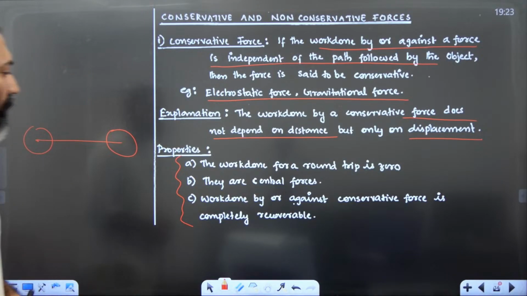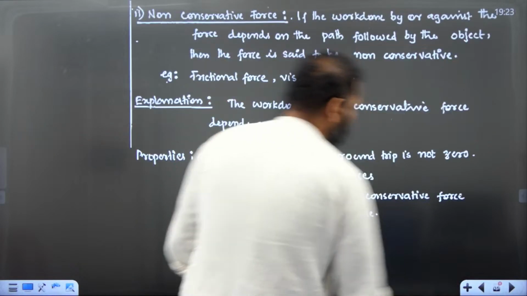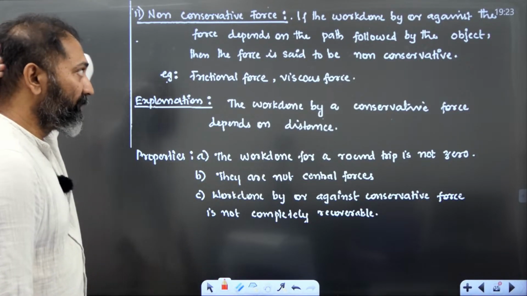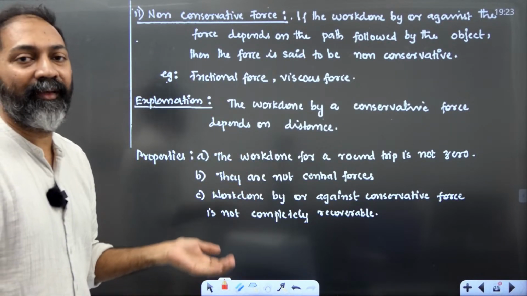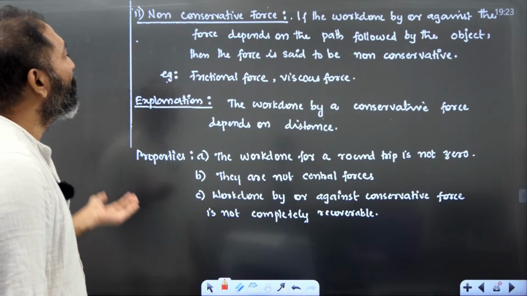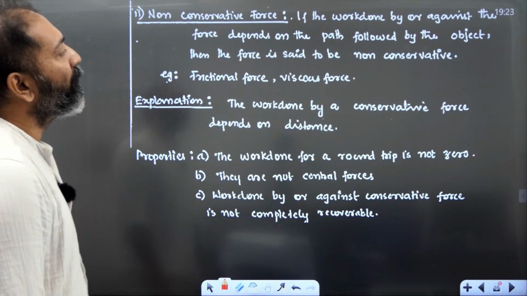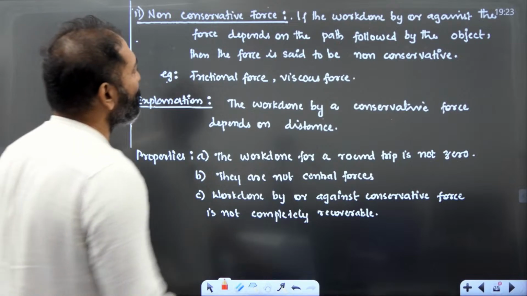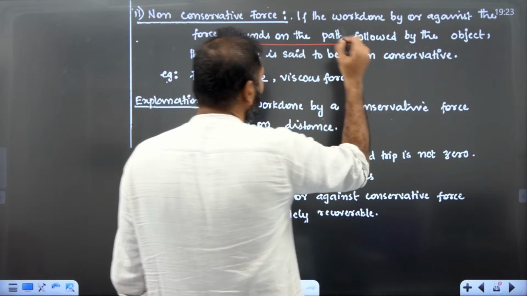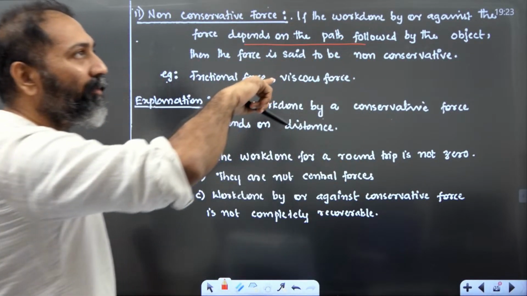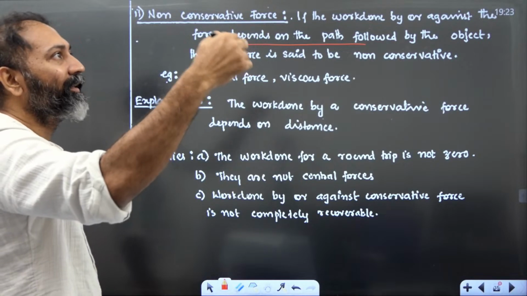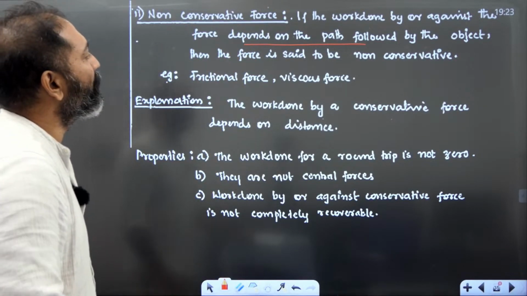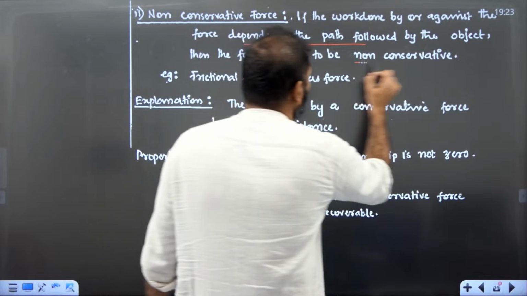Done. All of it done, right? So next topic. What is non-conservative force? We have seen conservative force. Now we are going to discuss non-conservative force. If the work done by or against the force depends on the path, please do remember, in conservative force it was independent of path. Here it depends on the path followed by the object. Then the force is said to be a non-conservative force.